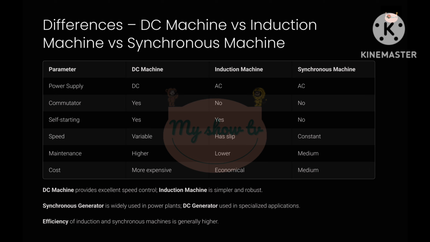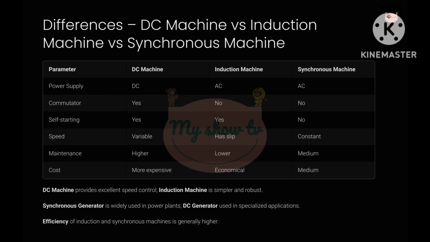3. Starting. Induction motors are self-starting. Synchronous motors need external support to start. 4. Speed. Synchronous machines run at constant speed. Induction motors run at a slightly lower speed due to slip. 5. Control. DC machines offer excellent speed control, useful in applications like traction or elevators.